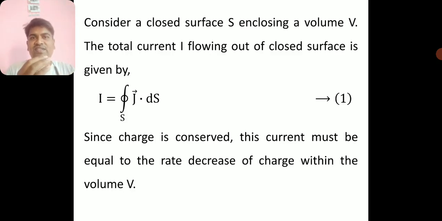Current is the rate of flow of charge. If some current goes out of my volume, the charge here will decrease. The current going out will be equal to the rate of decrease of charge within the volume. This is exactly what the law of conservation says: current going out of the volume is the same as the rate of decrease of charge within the volume V.